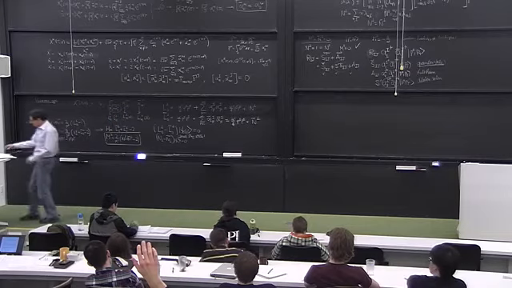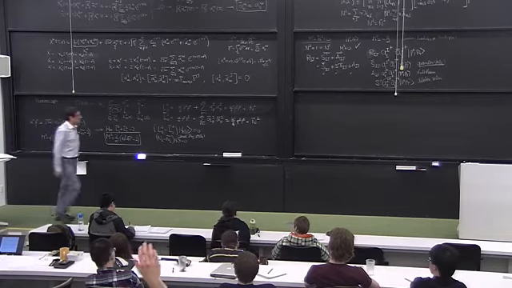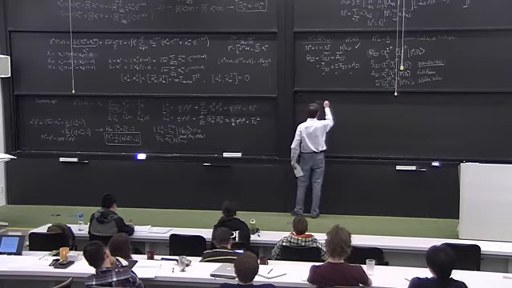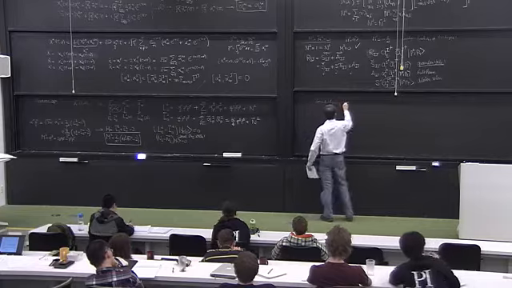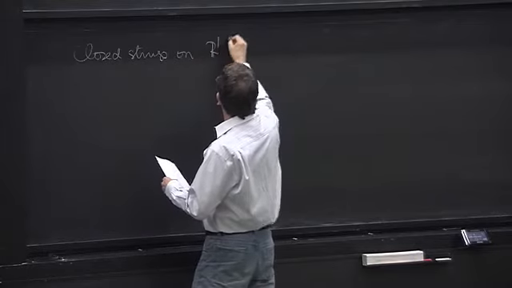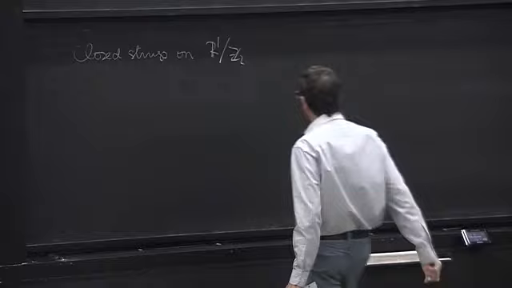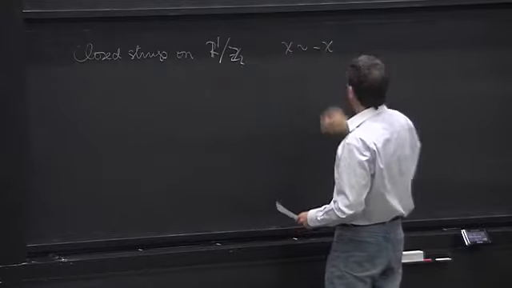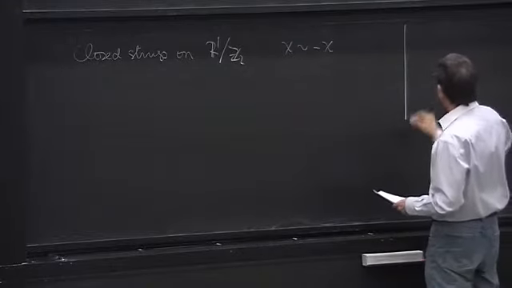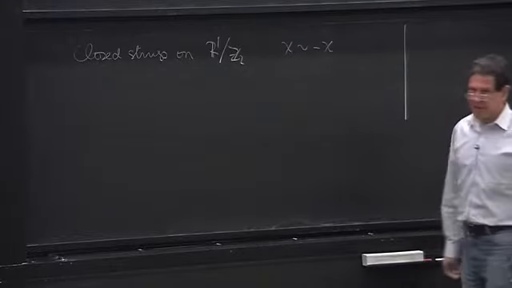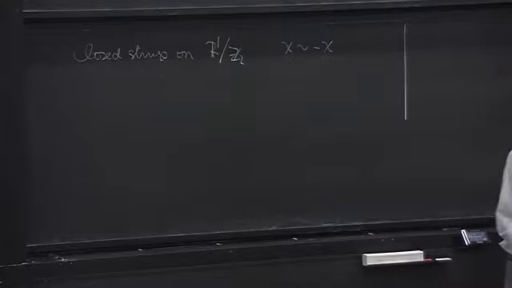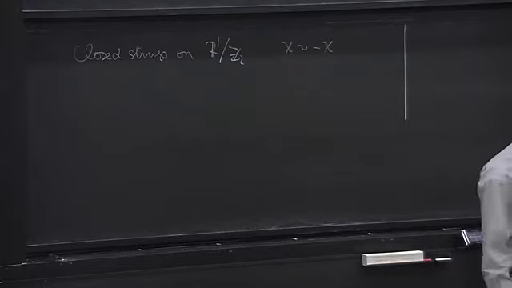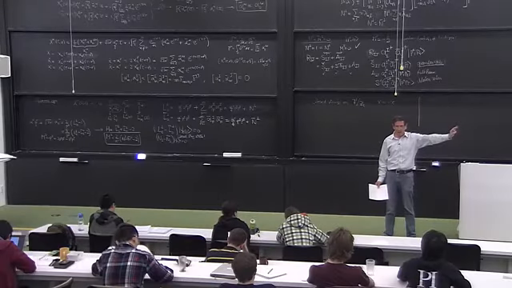So closed strings on R1 over Z2. What was R1 over Z2? It was the real line where you let x equal to minus x, so it's half the line. Now, strings live in many dimensions, so you're going to do the orbifold in just one dimension. You're going to take one of the many spatial dimensions of string theory and just orbifold in one. Yes?